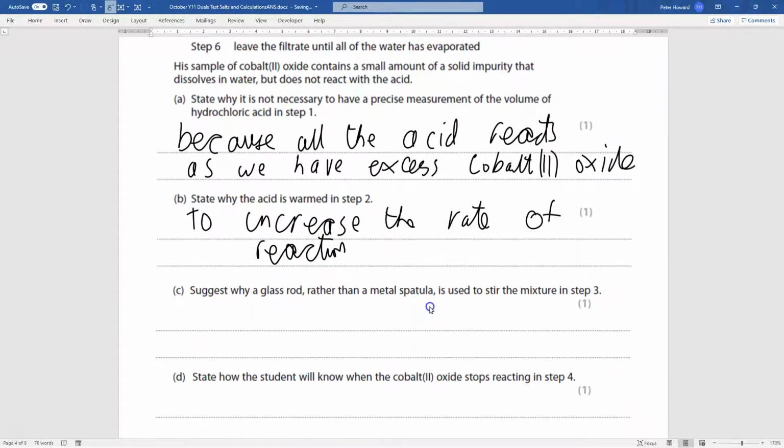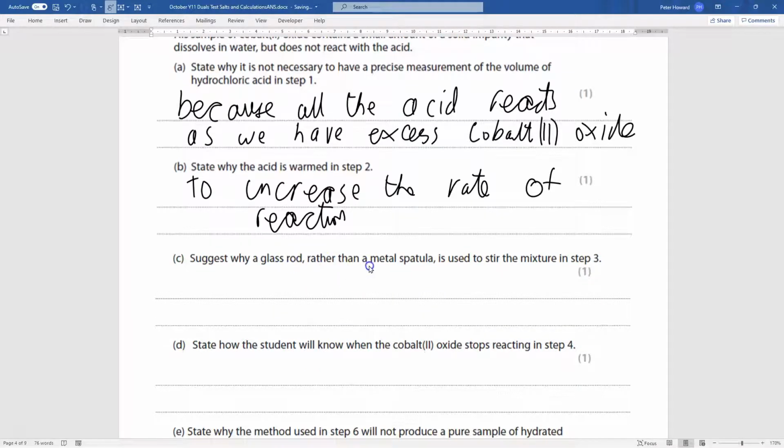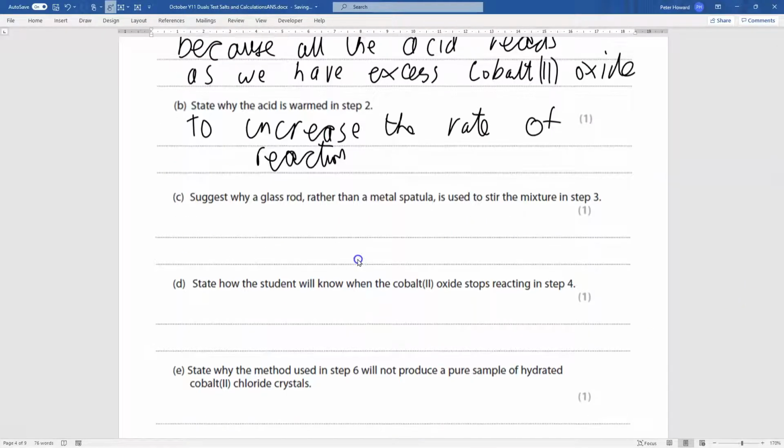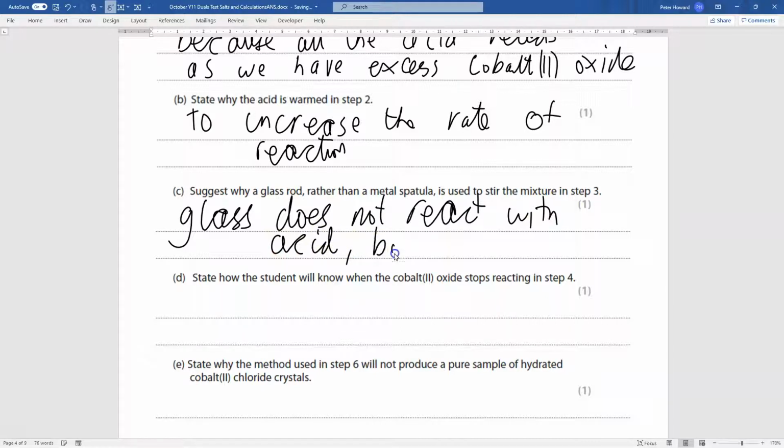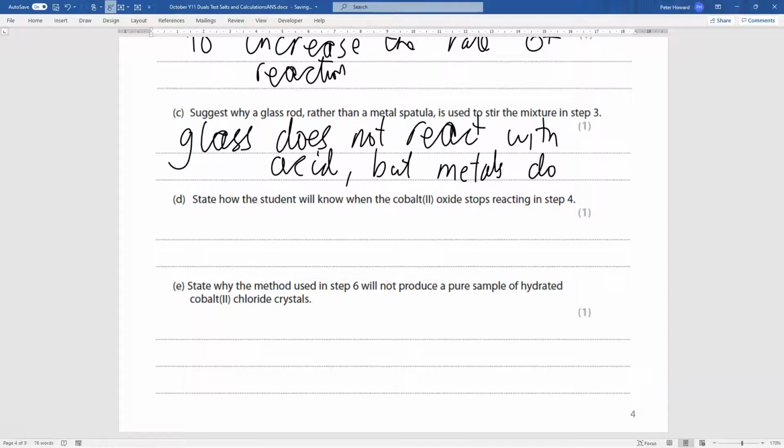Why do we use glass? Glass is a poor conductor of heat, and also metals often react with acids. So glass does not react with acid. That's probably enough, but you could say but metals do. How will you say no, it stopped reacting? So this is the idea of the solid stops disappearing. I'll do some pictures to illustrate this in a second.